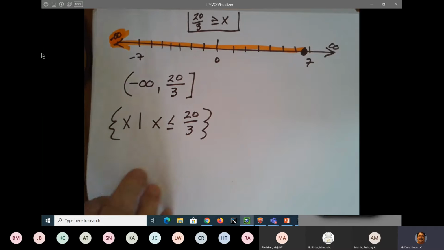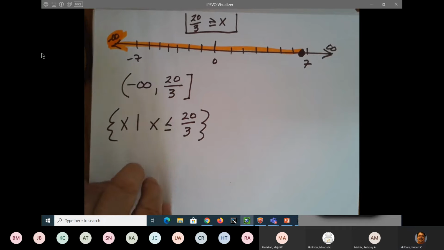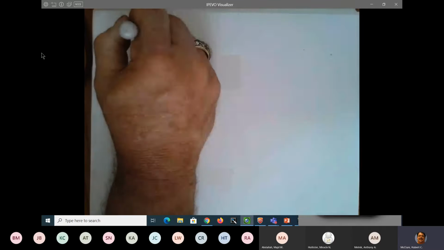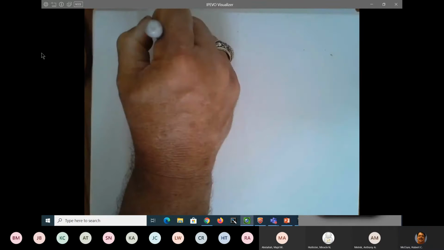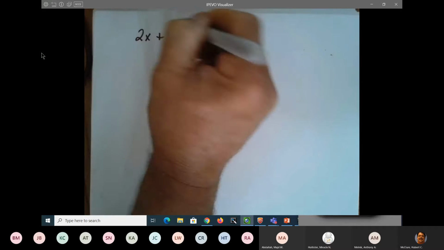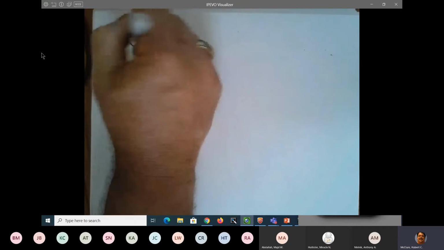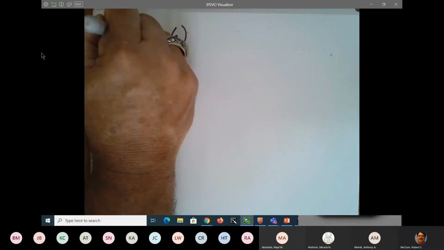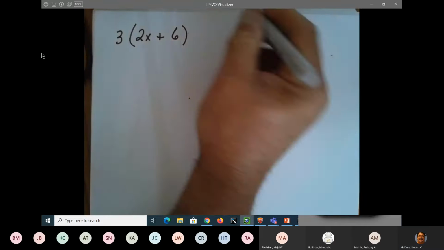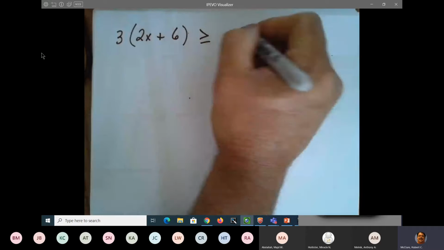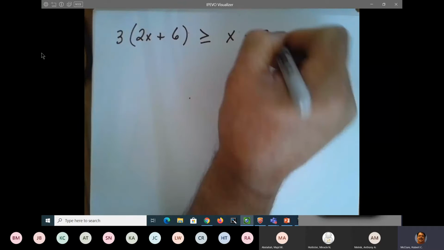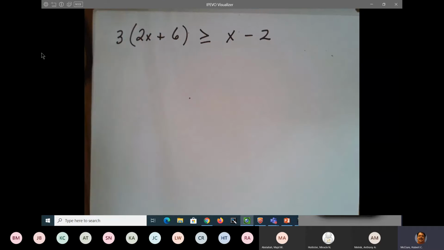All right, let's try another one. 2x plus 6, and make that a 3 greater than or equal to x minus 2. All right, go to it. I'm going to let y'all do this one.